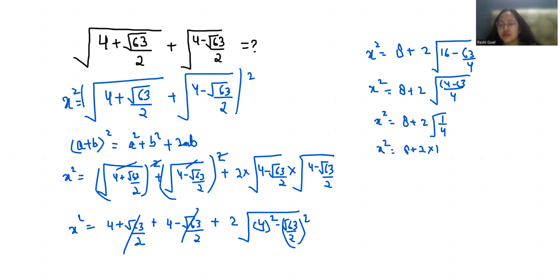So x square is equal to 8 plus 1. X square is equal to 9. X is equal to square root of 9. So x is equal to plus minus 3.